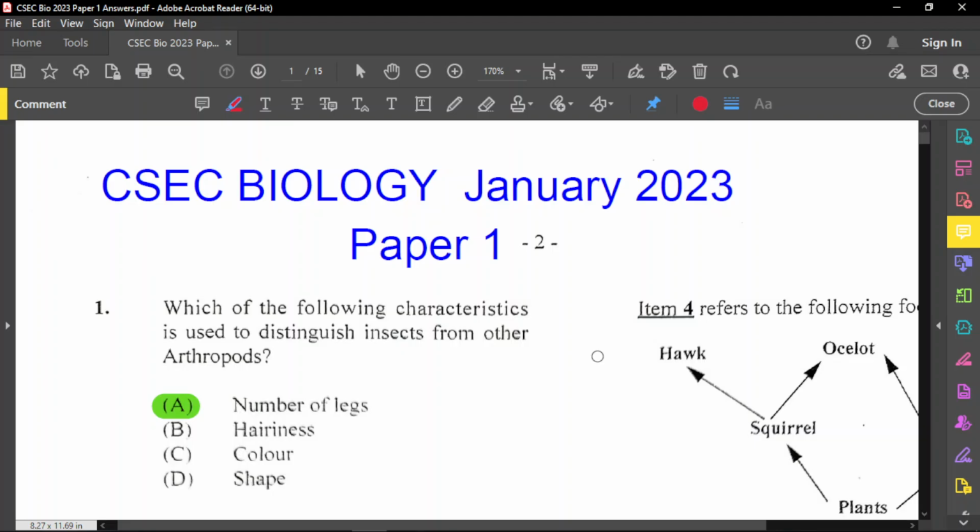Before I start this paper, I want to thank the persons who actually sent me this paper. I want to tell you that I truly appreciate it. I should have done this paper from early this morning, but I was busy on the road doing a number of different things, so I'm just getting to it.